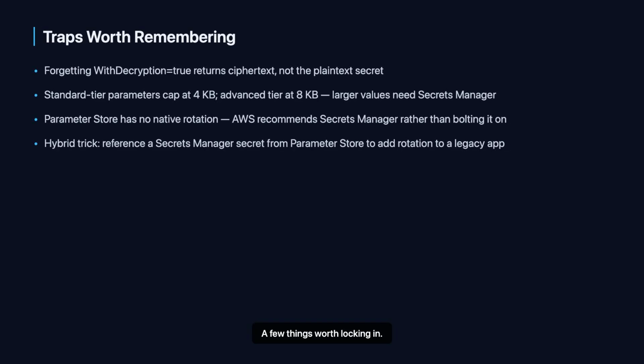A few things worth locking in. First, forgetting WithDecryption returns ciphertext instead of the plaintext, and the call looks successful, so it's an easy bug to miss. Second, standard tier parameters cap at 4 kilobytes, advanced at 8, and anything over that 8 kilobyte advanced tier cap would need to move to Secrets Manager or another store. Third, Parameter Store has no native rotation, and Amazon Web Services explicitly recommends just using Secrets Manager rather than hand-building rotation with policies and custom code.